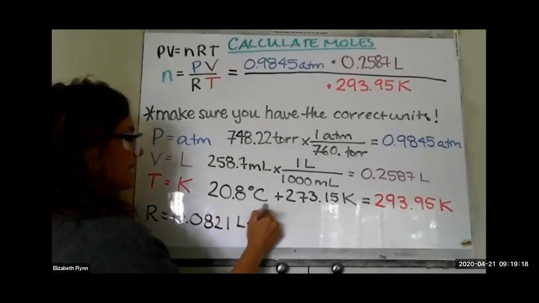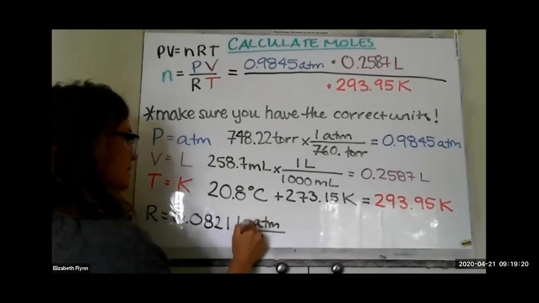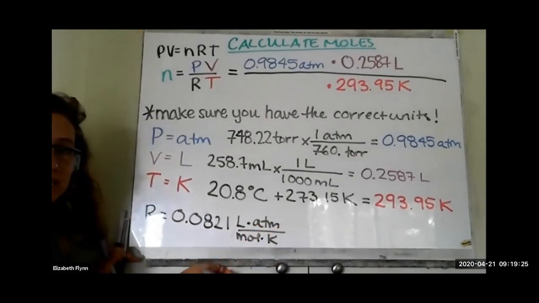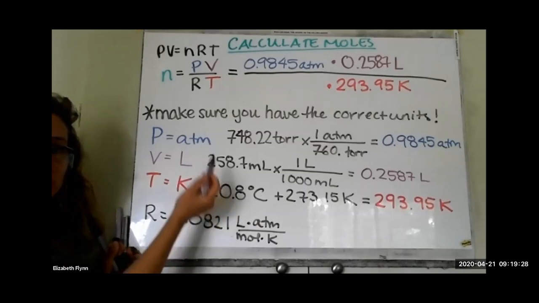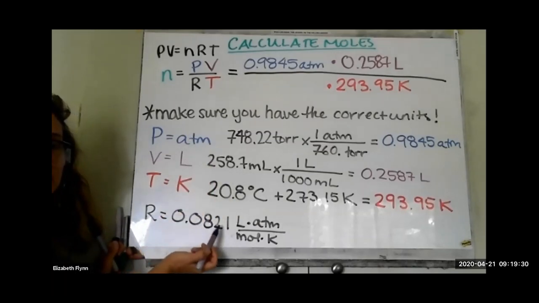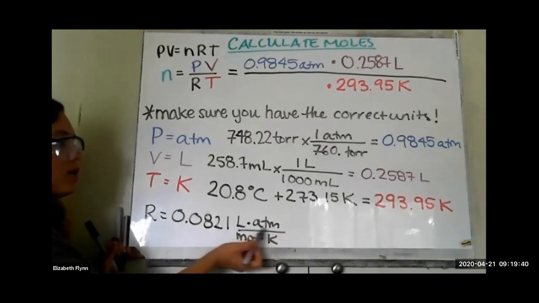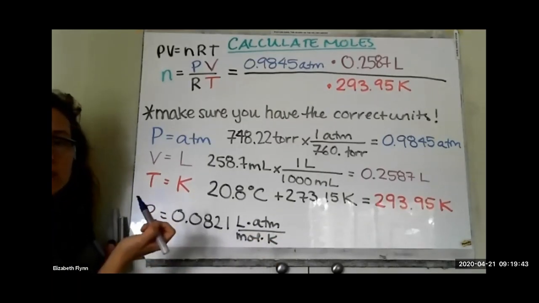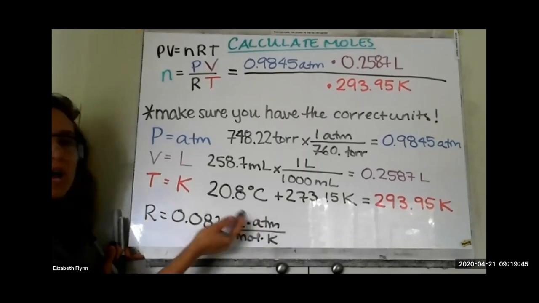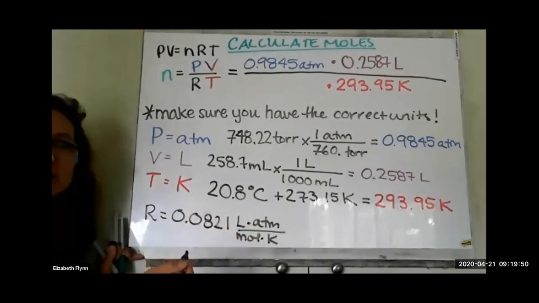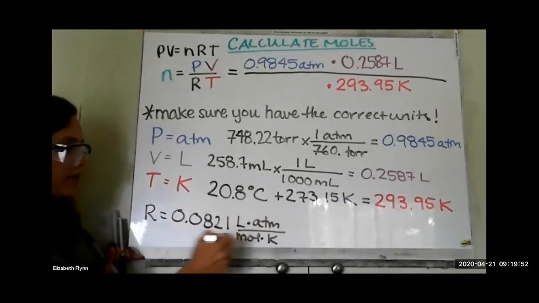And then R. R is equal to 0.0821 liters times atmospheres over moles times Kelvin. And that's why we need all of our units in the units that we have here, right? Atmospheres, liters, and Kelvin, because R, the universal gas constant, uses these units. It has a quotient for the unit, just like grams per milliliter, or grams per mole, or meters per second squared.